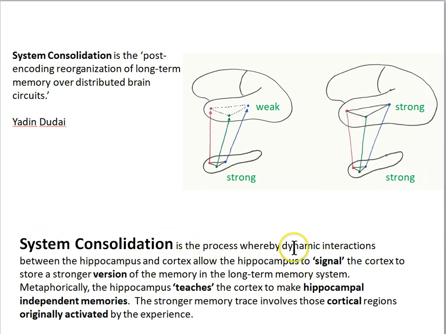It's the process whereby dynamic interactions between the hippocampus and the cortex allow the hippocampus to signal the cortex to store a stronger version of the memory in the long-term memory system. Metaphorically, the hippocampus teaches the cortex to make hippocampal-independent memories, right? To make those kinds of memories. The stronger memory trace involves those cortical regions originally activated by the experience.